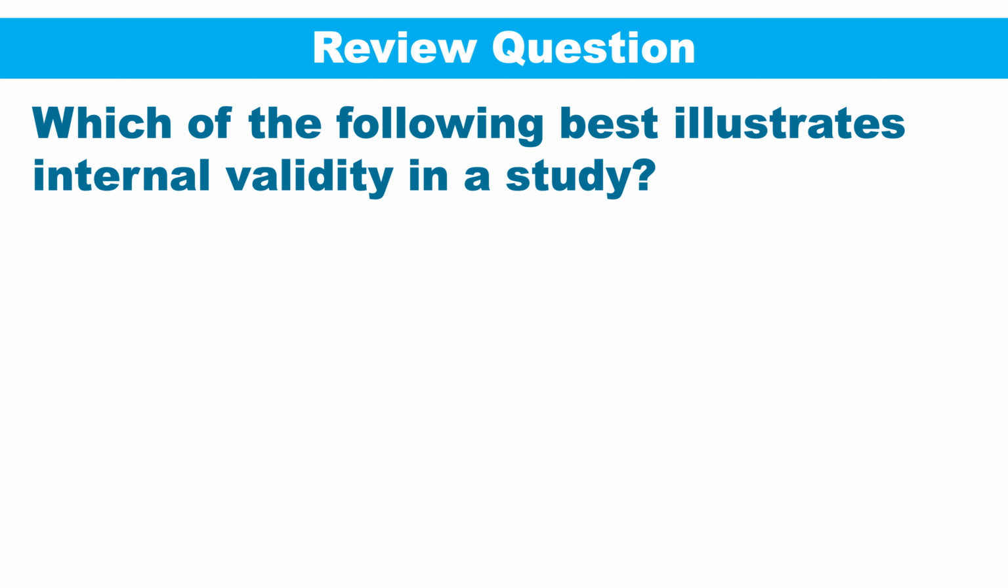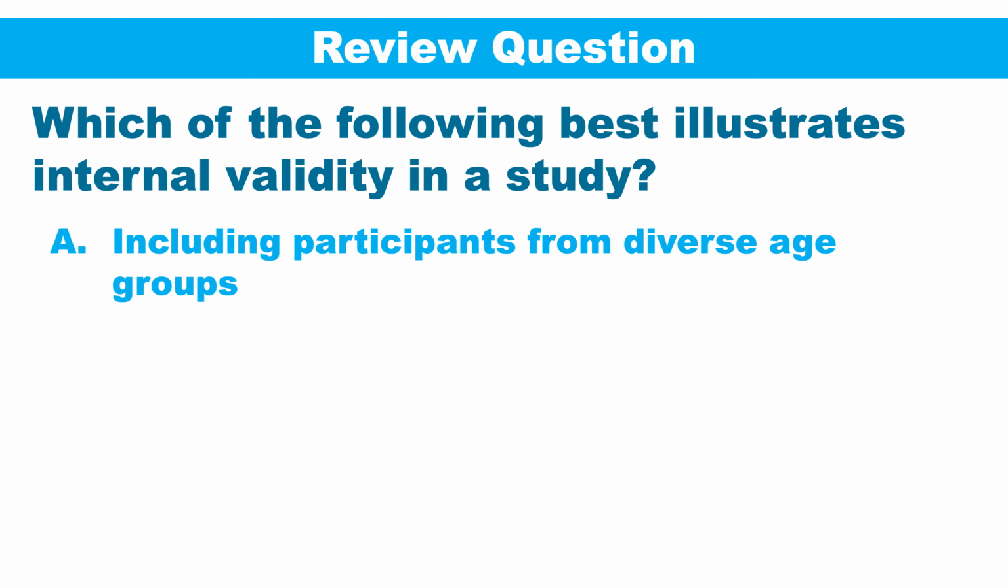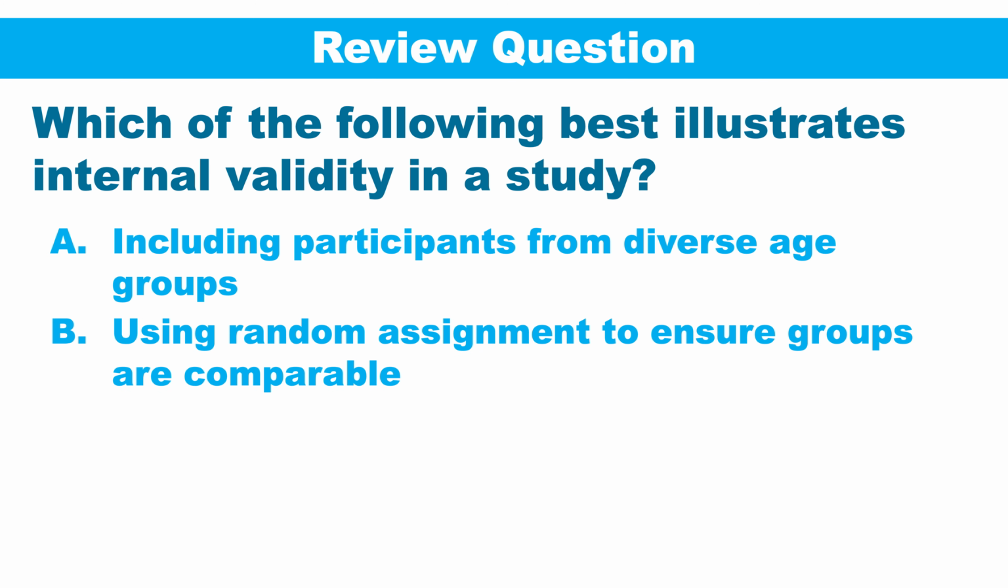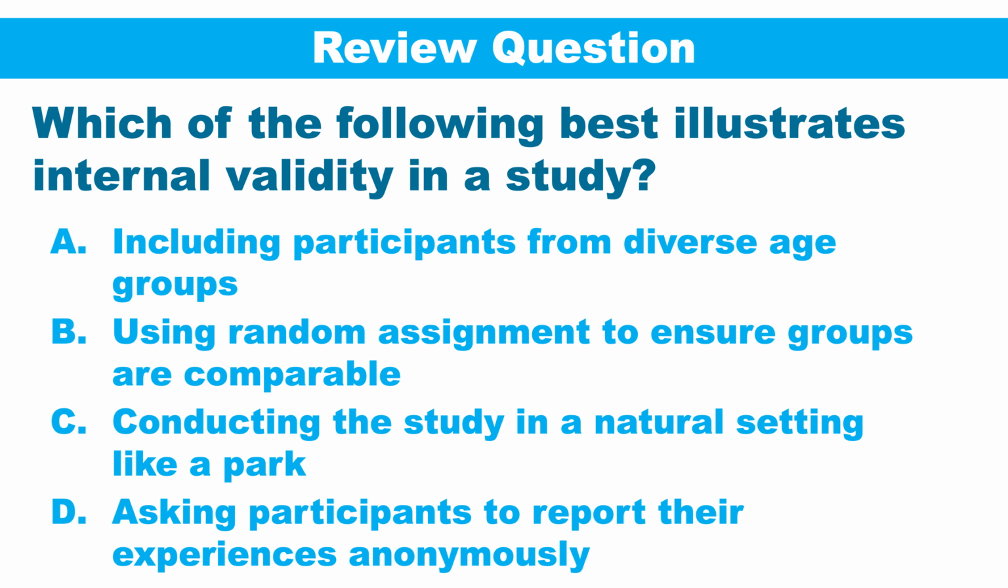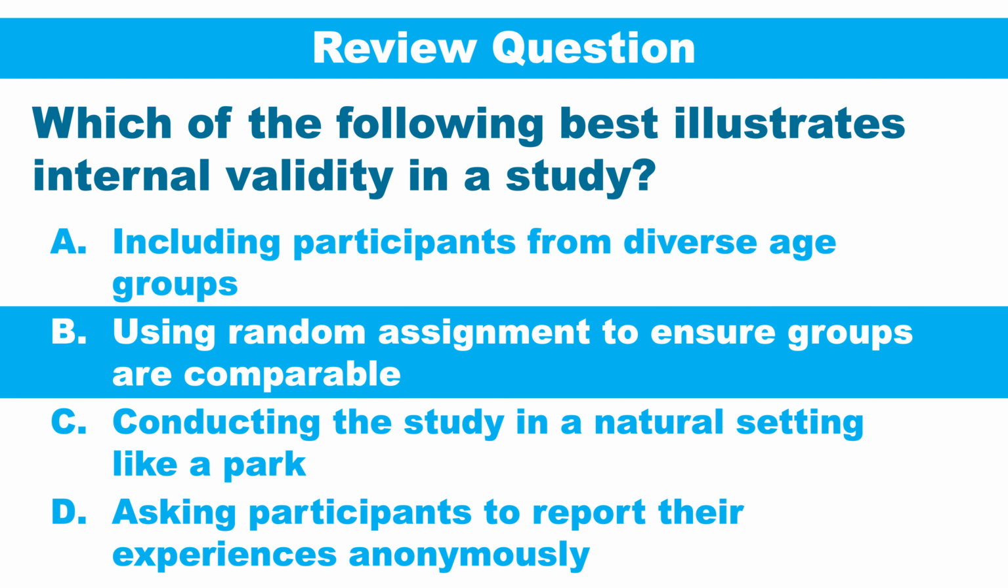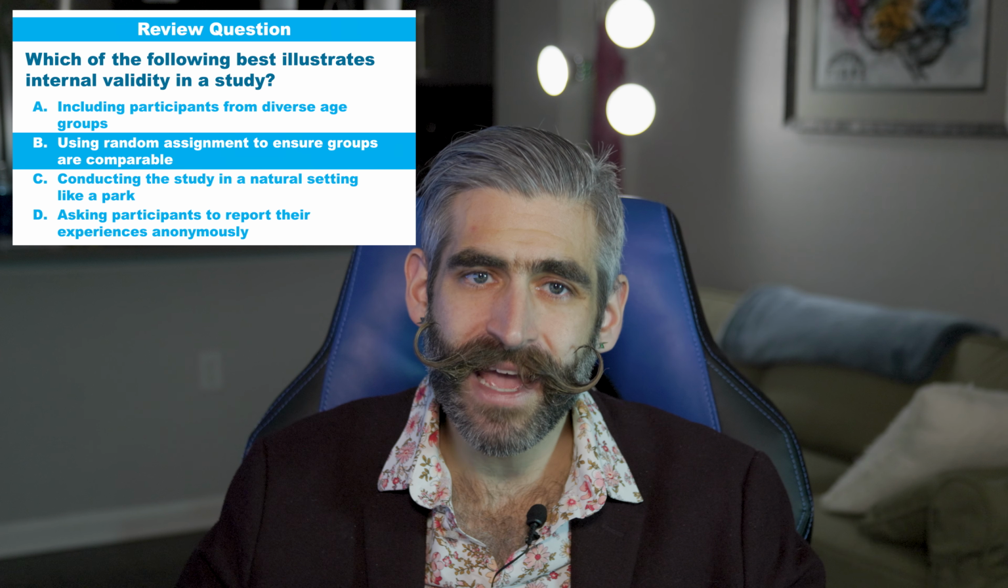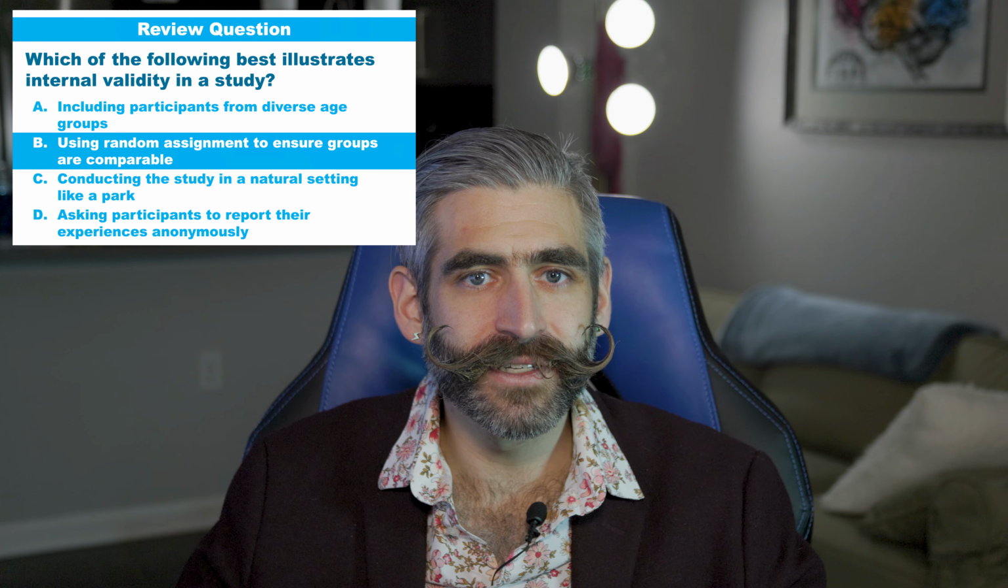Let's do some review. Which of the following best illustrates internal validity in a study? A, including participants from diverse age groups. B, using random assignment to ensure groups are comparable. C, conducting the study in a natural setting like a park. Or D, asking participants to report their experiences anonymously. The correct answer is B. Random assignment strengthens internal validity by ensuring differences between groups are due to the independent variable, not pre-existing factors.